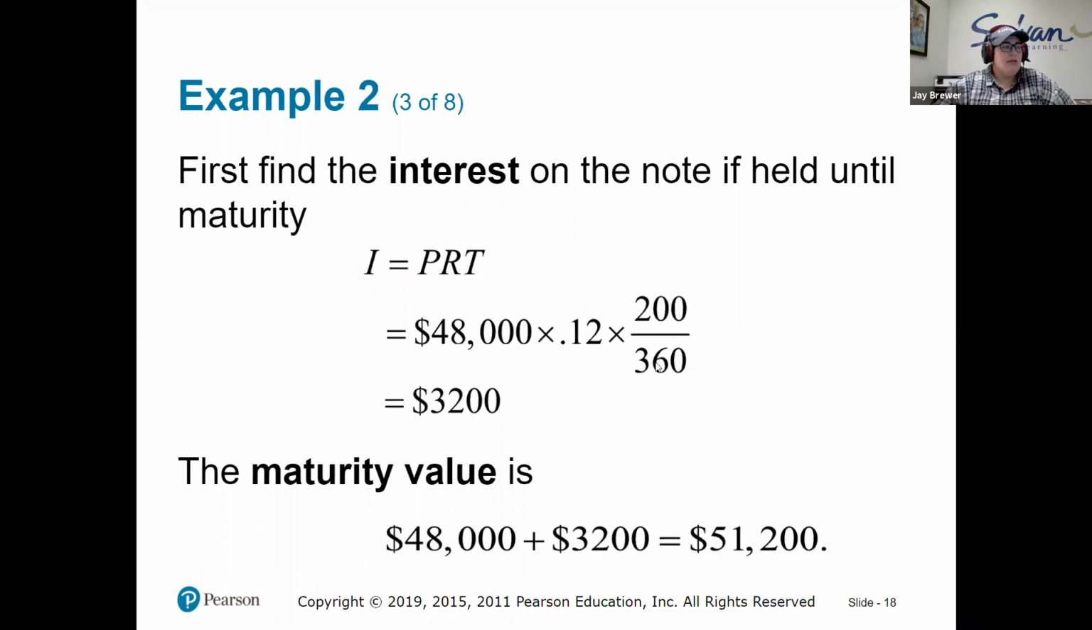And someone remind me, why do we use 360? Aren't there 365 days in a year? Why do we use 360?